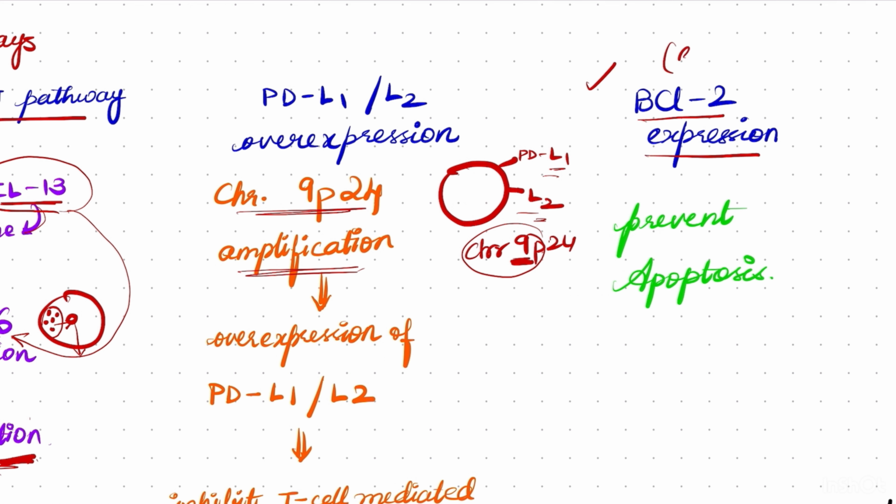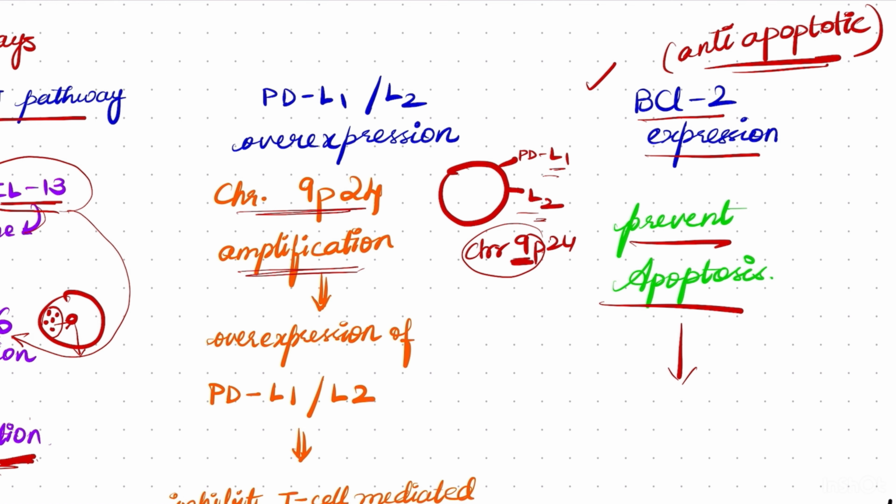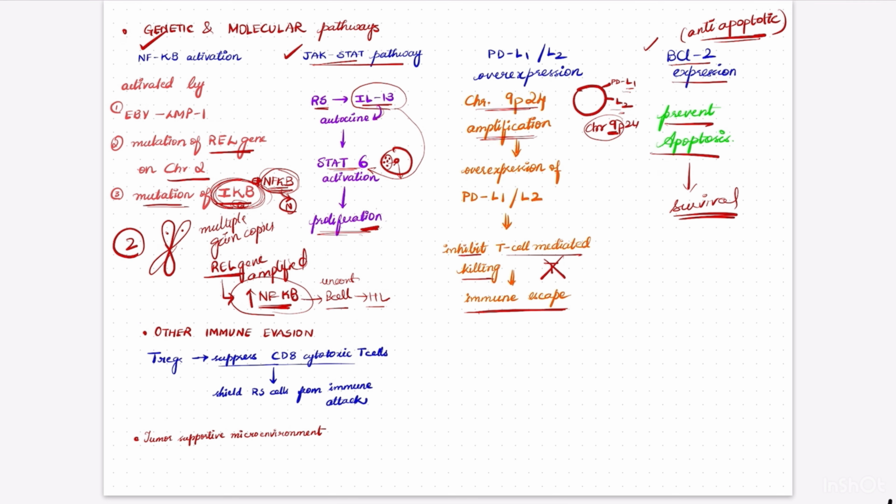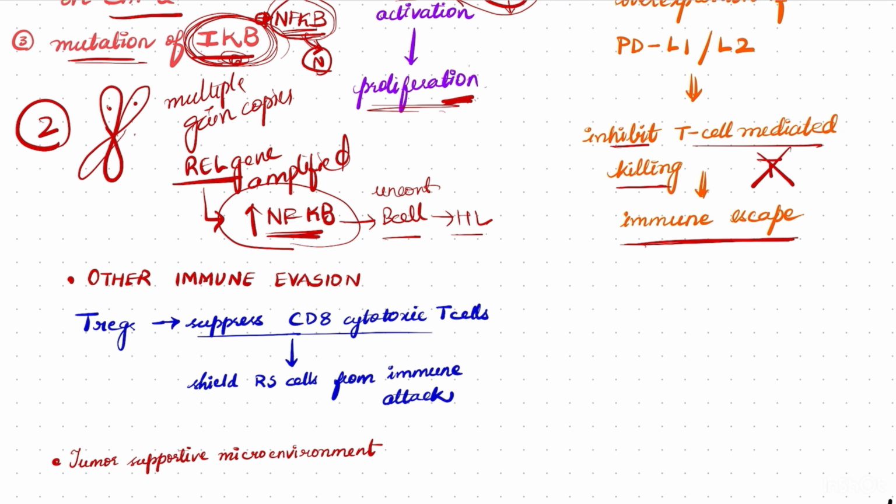And also there can be certain mutations that will lead to BCL2 expression. BCL2 is anti-apoptotic. So it will prevent apoptosis and cause the survival of the mutated B cell. These are the few pathways, genetic and molecular pathways, and the other being immune evasion.